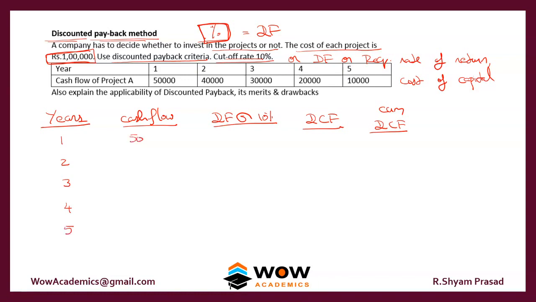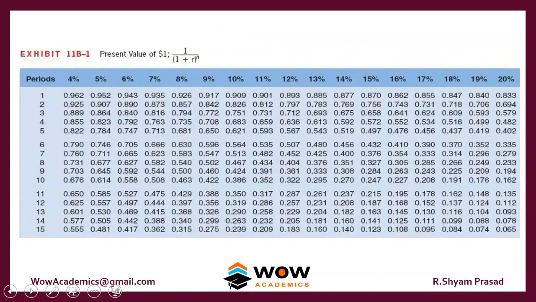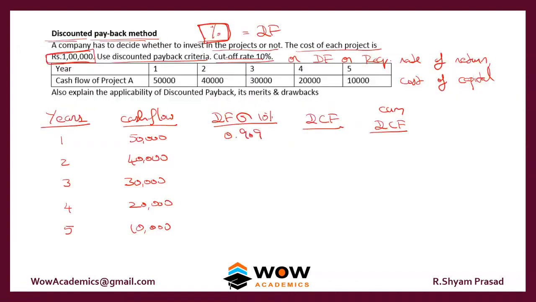So the first year is 50, 40. The factor, we can look at the table and get the numbers. So we have the numbers here. This is the present value table. The numbers that we want are for 10% and 5 years: 0.909, 0.826, 0.751, 0.686, 0.621. So we have got the numbers from that. The next step is to multiply these and we get the discounted cash flow. I think we would cross the 1 lakh amount here. So I think we can stop.